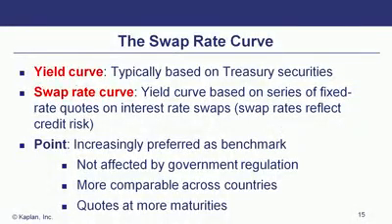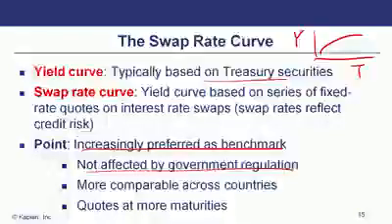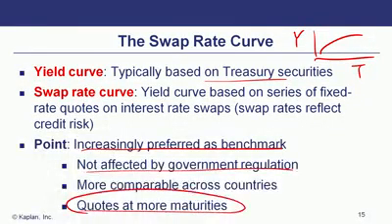So this is risk-free. As this gets wider, it says something about the amount of risk in the economy. The yield curve is typically based on Treasury securities. So when I do time against yield, the way we normally present yield curves is based on U.S. government Treasury securities. The swap rate curve is based on a series of fixed rate quotes on interest rate swaps, and the point here is that this is increasingly preferred as a benchmark. The swap rate curve is preferred because it's not affected by government regulation. Swaps are offshore, so there's no one market that regulates it. They're more comparable across countries, and there are more maturity quotes, so we don't have to do all that interpolation in the middle.